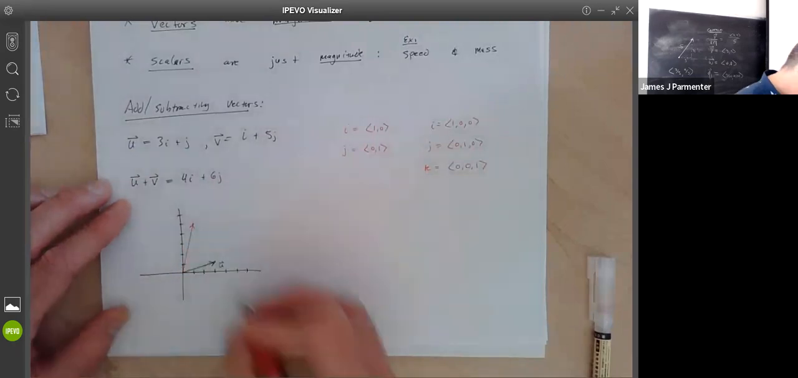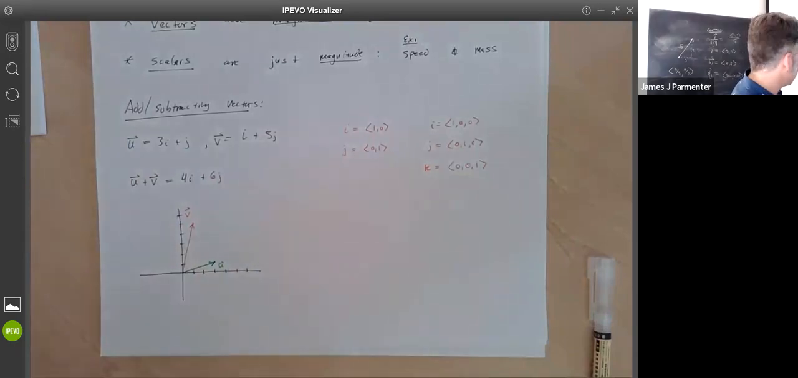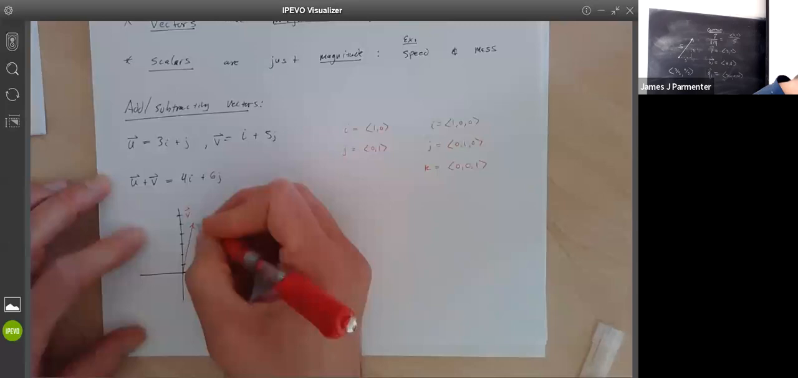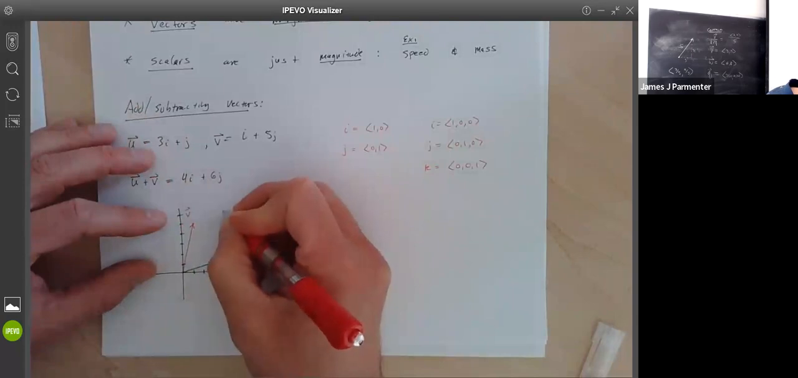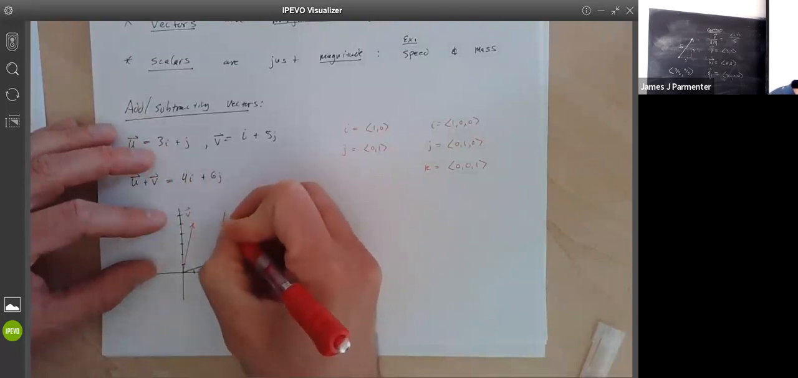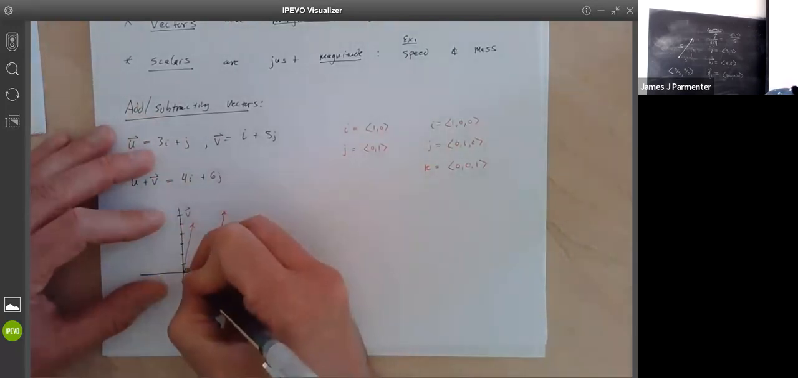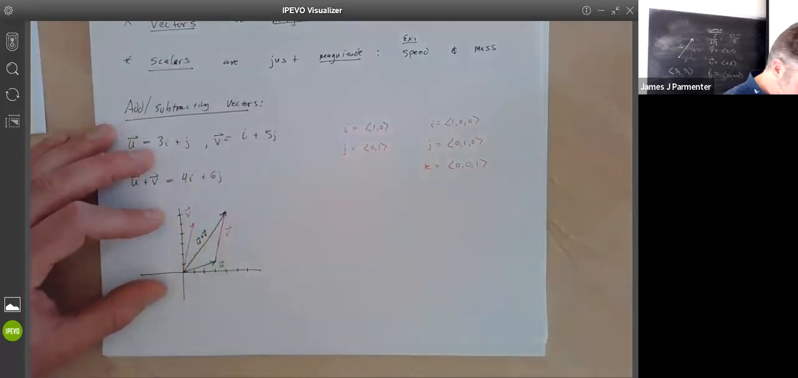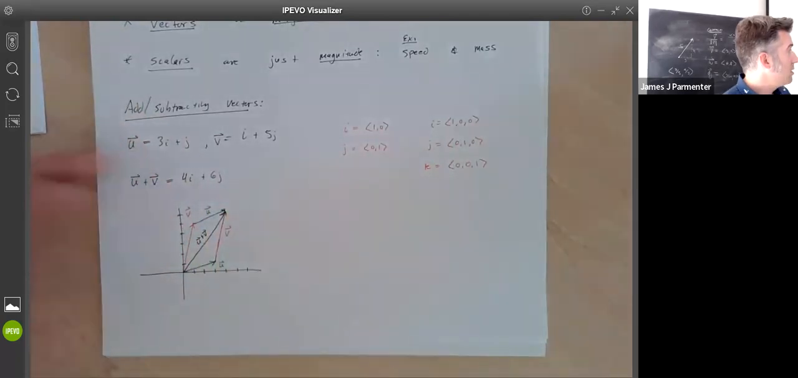There's my v vector. And then what we can do to get u plus v is we can put the beginning of u at the end of v, or the beginning of v at the end of u. As we say, we like to go head to tail. So I'm going to start here and I'm just going to put v over there. So I'm going to go over 1 and up 5. And there, my friends, we have u plus v. Or, if you prefer, v plus u. Same thing.